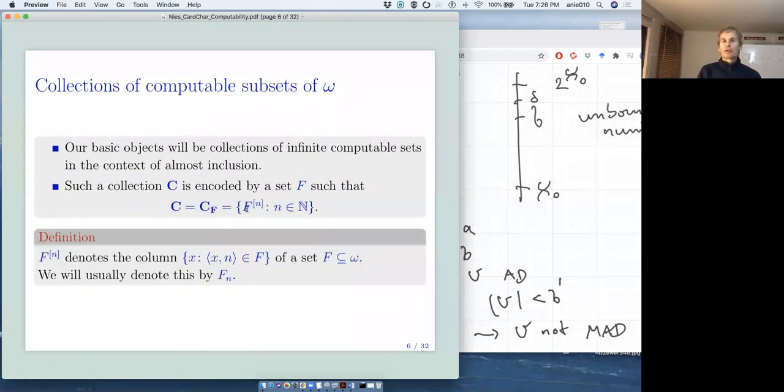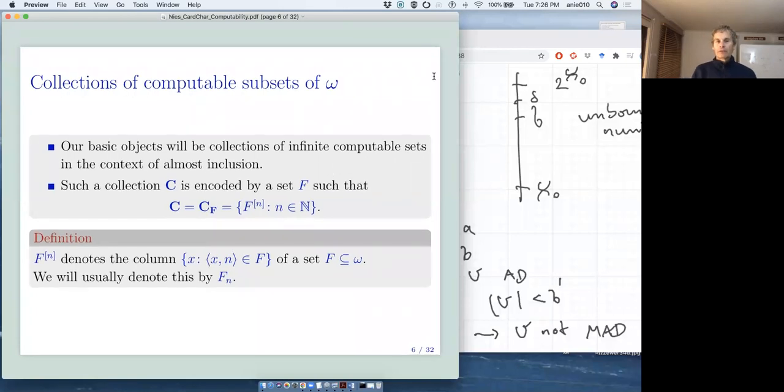So our basic objects are collections of infinite computable sets in the context of almost inclusion. I have to encode these families or collections by a single set. And one common way to do that is as the columns of a fixed set F. The columns are defined as usual. Note that this adds an ordering to the collection of sets. But as we want to study the complexity of collections, we have to do something to turn them into oracles. So it's, I think, the canonical way to do that. I can't think of any other way, I have to admit.